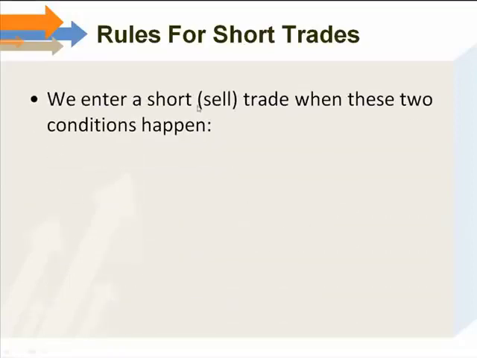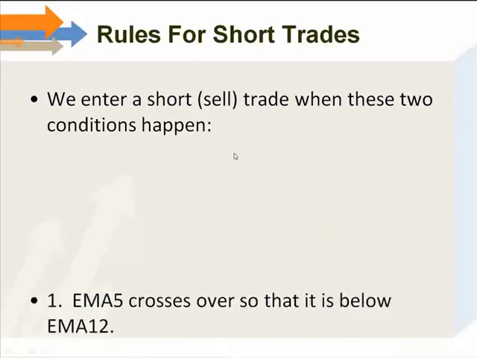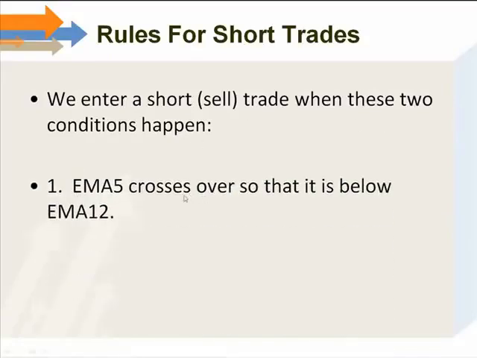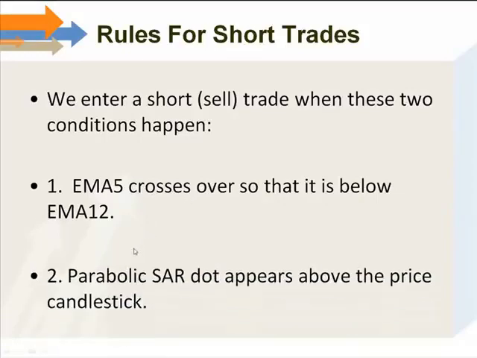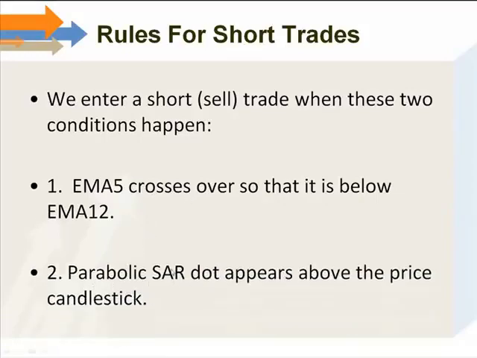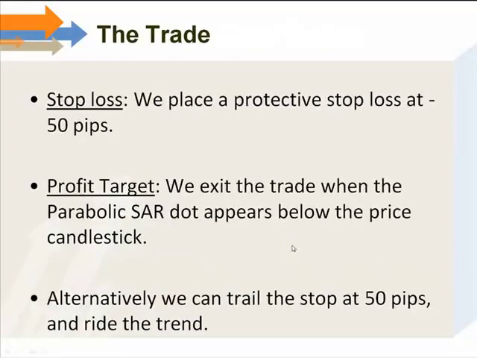First of all, we enter a short sell trade. That's a sell trade when these two conditions happen. The EMA 5 crosses over so that it is below the EMA 12. So on your charts, that's the blue line crossing below the green line. And the parabolic SAR dot appears above the price candlestick at the same time that this happens. We're going to look at this on the charts in just a second and give you some real examples.